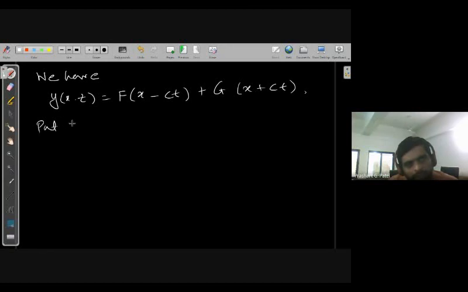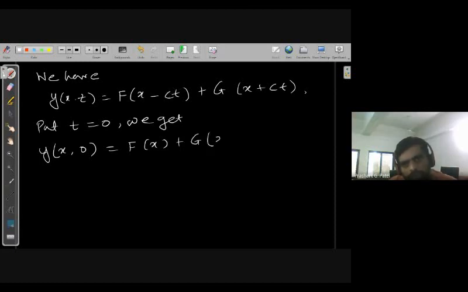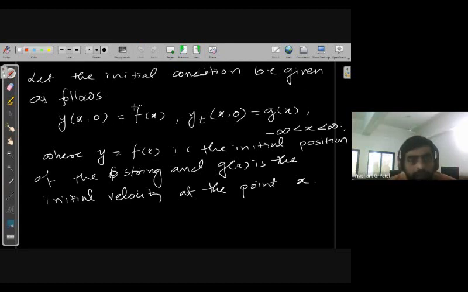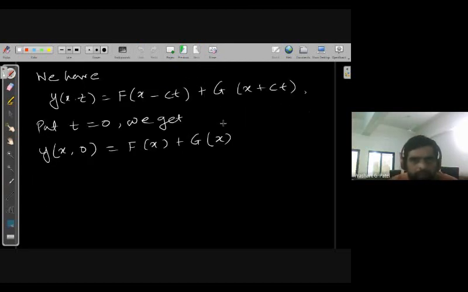Putting t equal to 0, we get y of x,0 is equal to capital F of x, because t is 0, and this gives me capital G of x because t is 0. But what is y of x,0? At time t equal to 0, we have considered y of x,0 is f of x. So therefore, we'll have capital F of x plus capital G of x is equal to small f of x.